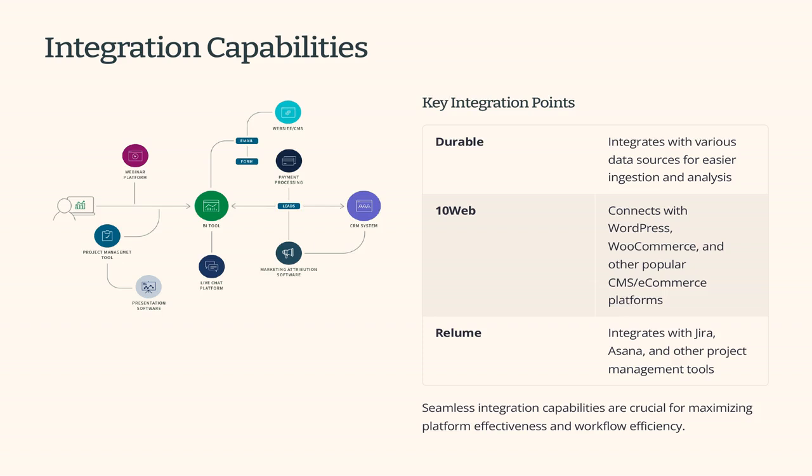Performance-wise, Durable excels in processing large volumes of data quickly thanks to its advanced AI capabilities. TenWeb provides fast and reliable website performance, which is crucial for SEO and user experience. Relume provides real-time updates and notifications, ensuring efficient project management.